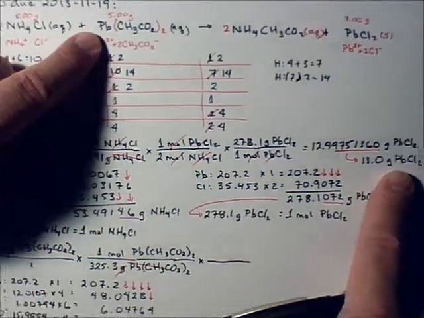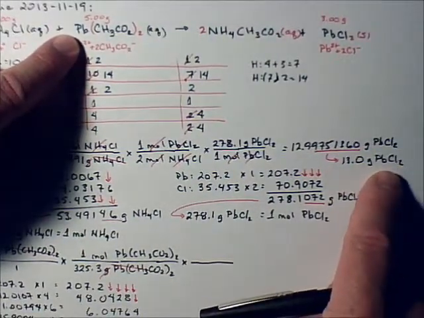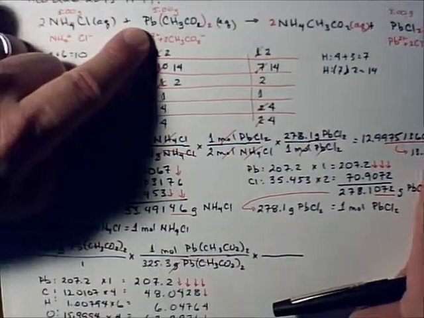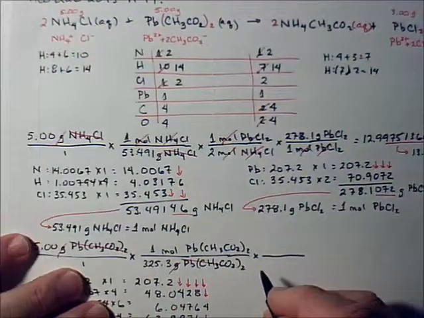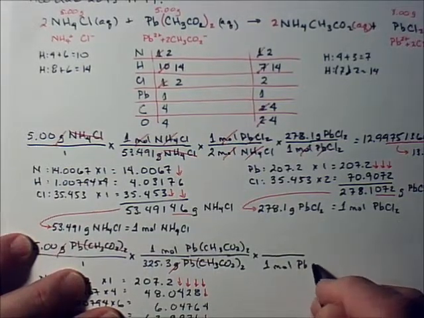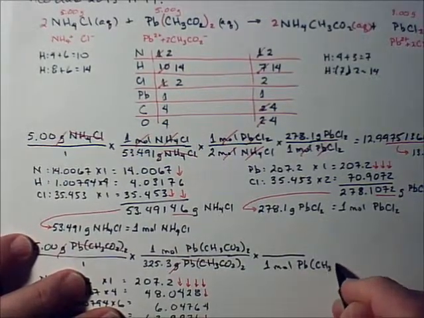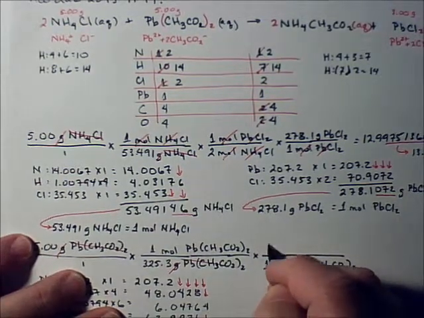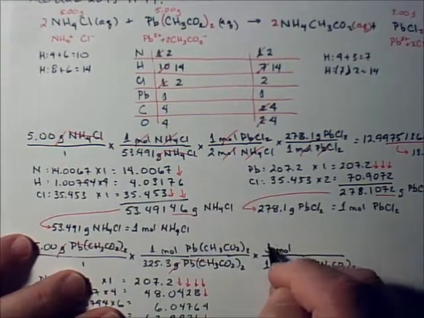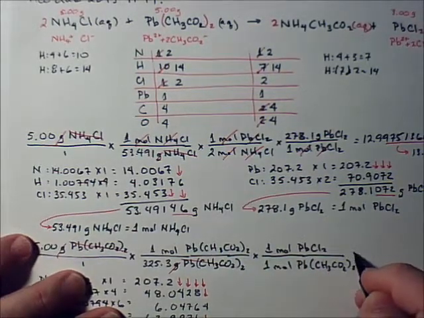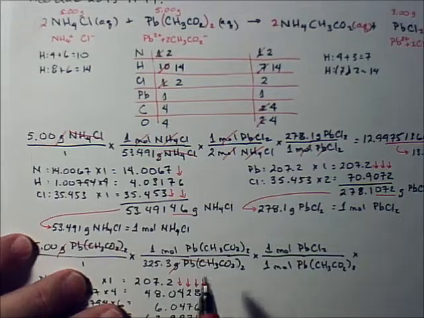We're trying to get to the same substance at the end of this calculation, we're calculating from a different starting place. Alright, so we got a 1-to-1 ratio here. 1 mole of lead-2 acetate and 1 mole of lead-2 chloride. Cancel.